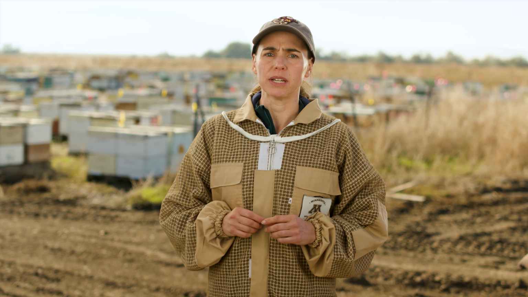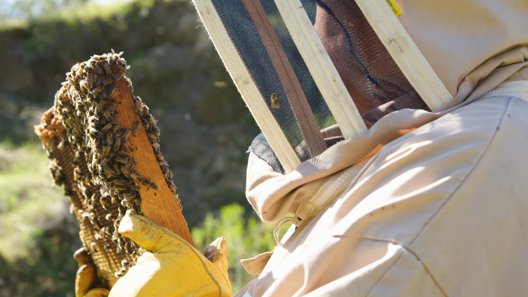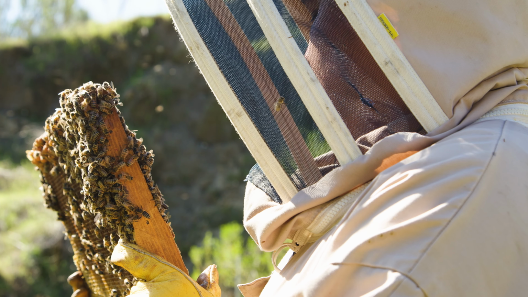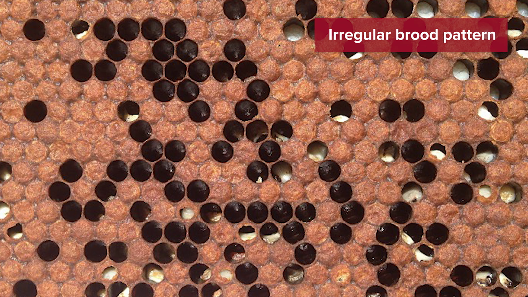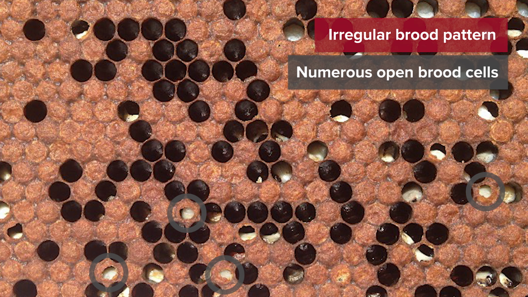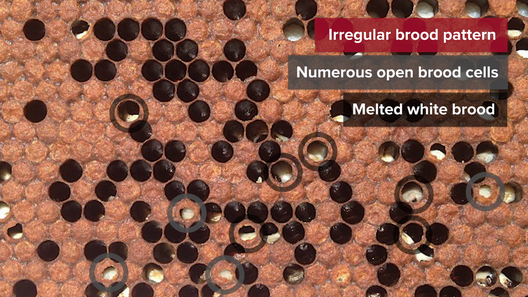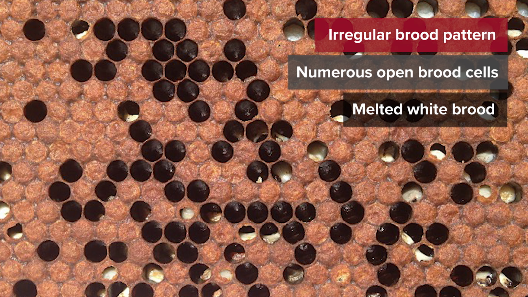When mite levels get high, you may see brood damage. This is most common in late summer into fall. Look for spotty brood patterns, numerous uncapped cells, pupae being removed by the colony from their cells, and melted white brood. It is difficult to save a colony that has reached this level of Varroa infestation.